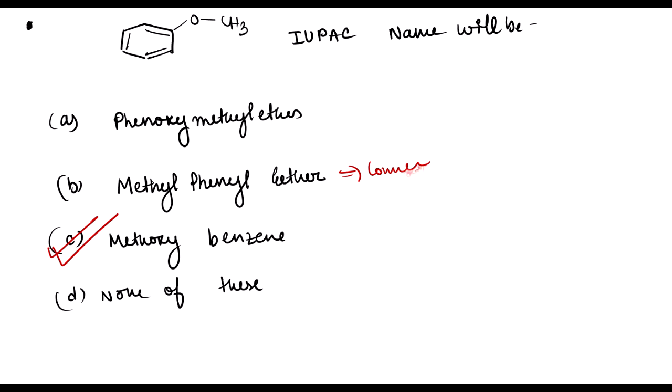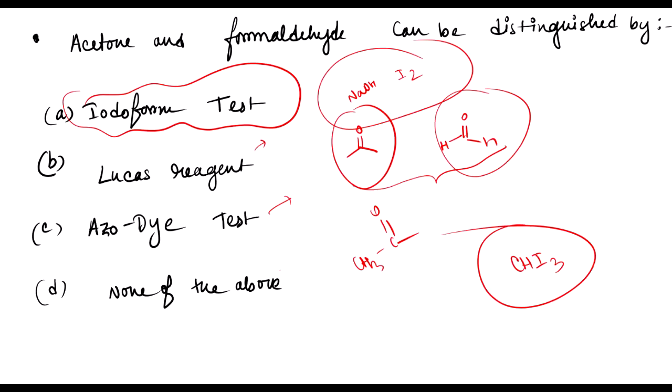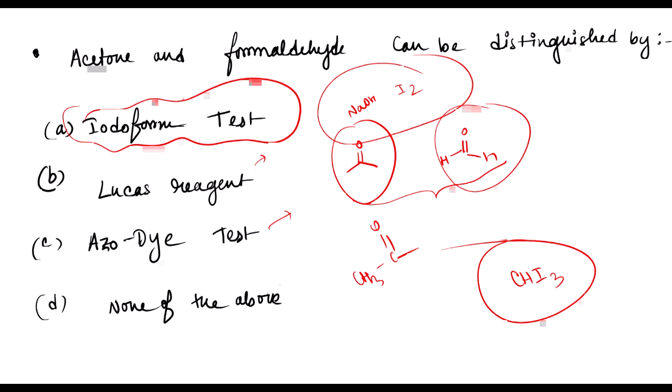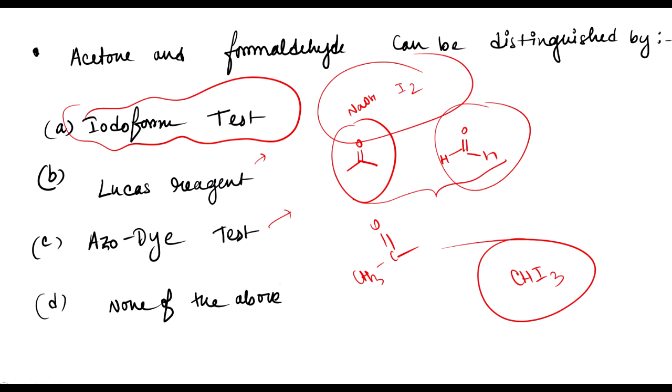Okay, then an identification type question. Acetone and formaldehyde can be distinguished by which of the following tests? If we have acetone, that means CH3COCH3, and formaldehyde, HCHO. So between these two, which kind of reagent can we use to distinguish them? Lucas reagent is used in case of alcohols. Azodye test can be used in case of phenols. None of the above will not be the option. Here the iodoform test can be the option, because acetone contains the CH3CO group with alpha hydrogen, whereas formaldehyde does not.